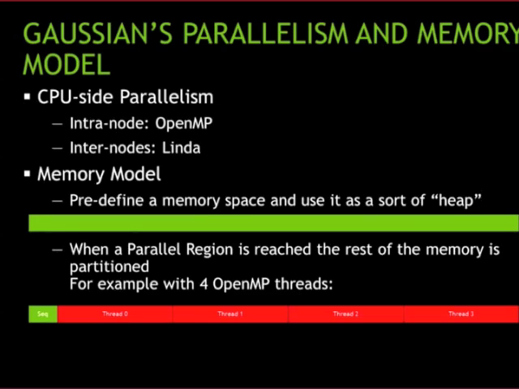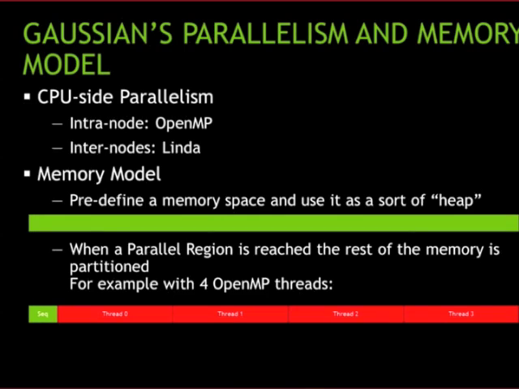Gaussian uses a less orthodox approach to managing its memory inside its shared memory parallelism. In general, when shared memory parallelism is used via, say, OpenMP, the memory footprint of the program is automatically increased when needed as more threads are used to execute the parallel region of OpenMP.